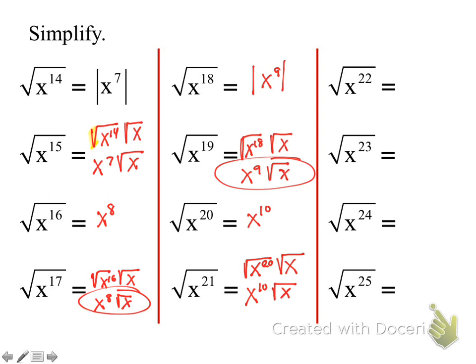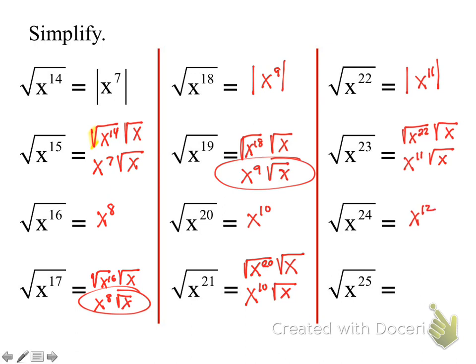Okay, and then x to the 22nd. Absolute value of x to the 11th. Good. Gracie, next one. Rad x to the 22nd times rad x, which breaks down to x to the 11th times rad x. Good. Next one. How about Fionn? X to the 12th. Good.